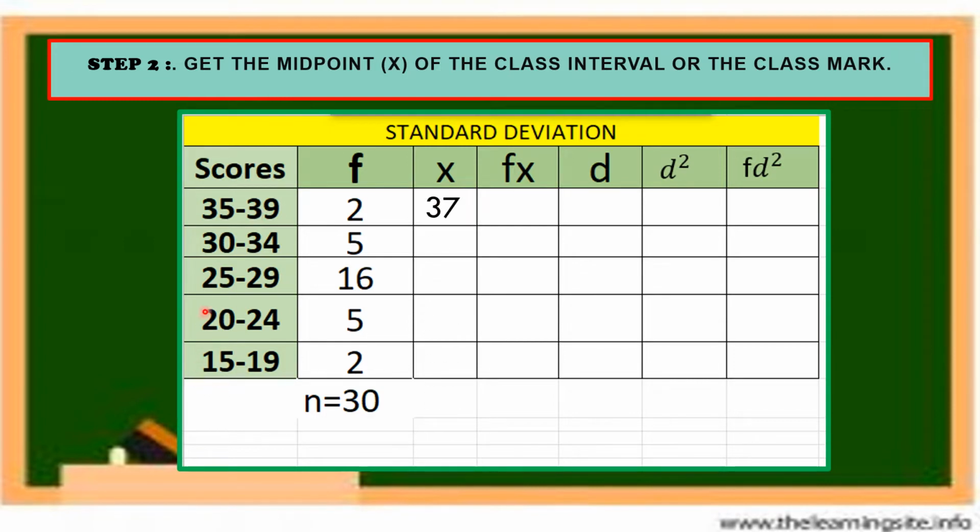Since the interval is 5, we need only to subtract 5. 37 minus 5 is 32. 32 minus 5 is 27. 27 minus 5 is 22. And 22 minus 5 is 17.